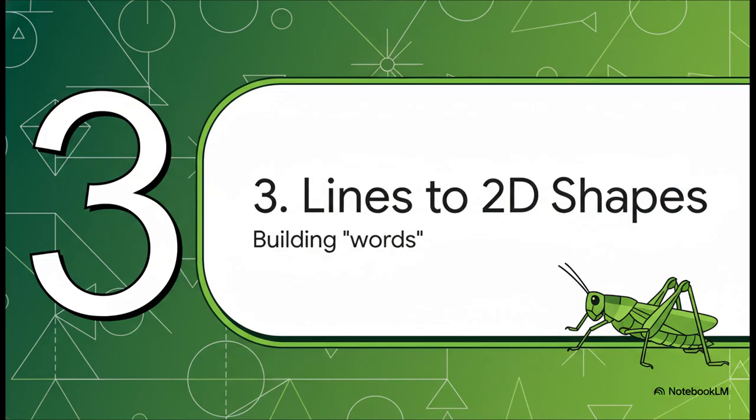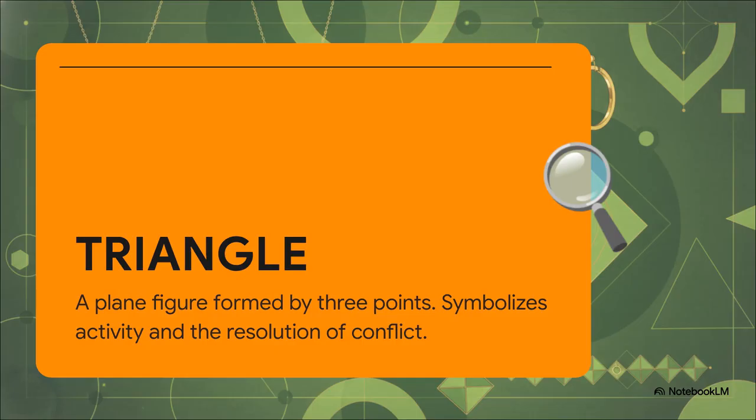All right, so we've got our alphabet of points and lines. Now it's time to start forming some words. We're talking about the two-dimensional shapes that really make up the core vocabulary of design. The triangle. This is the very first shape you can make by enclosing a space with straight lines. You have two opposing points, and the third one resolves the tension between them. That's why it feels so active and strong. It's the foundational shape for all kinds of structures, from bridges to pyramids.